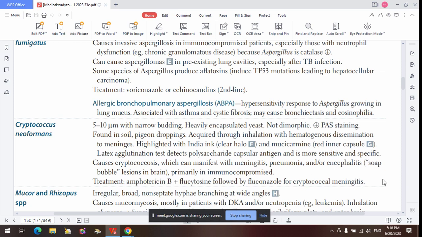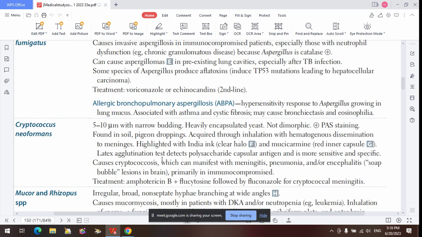One of the things you can see in the question is a soap bubble lesion. I think I've seen it in a question before. Soap bubble lesion just means formation of gelatinous cystic spaces within the brain parenchyma. They form these gelatinous cystic spaces that coalesce together, and they have this soap bubble appearance on your imaging. So you are thinking of Cryptococcus.